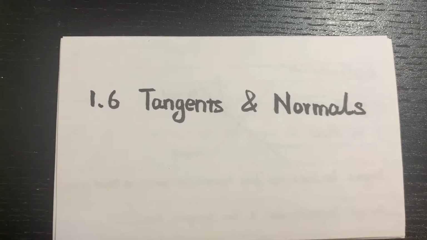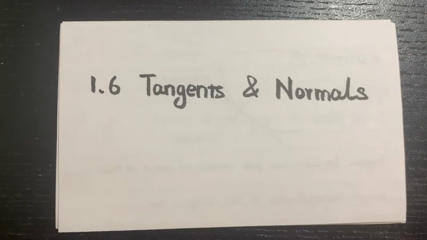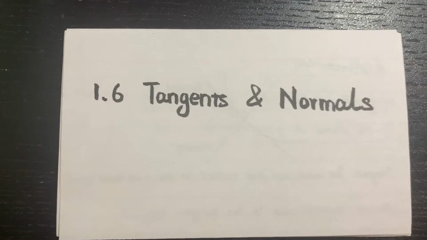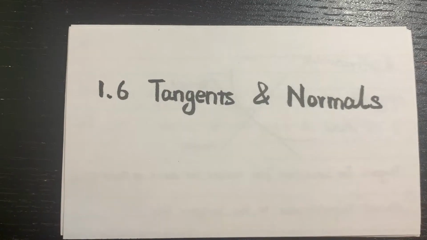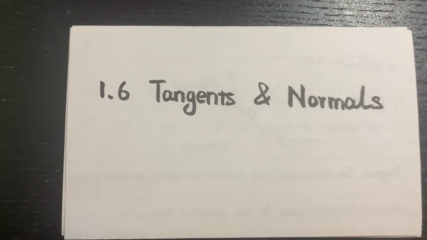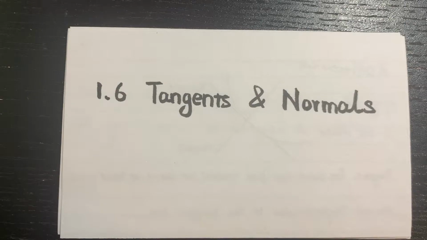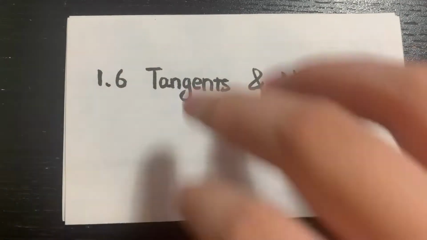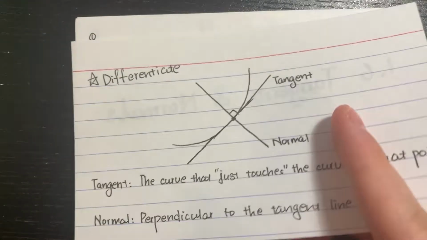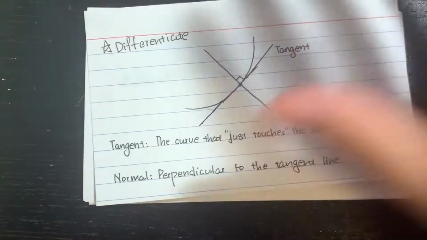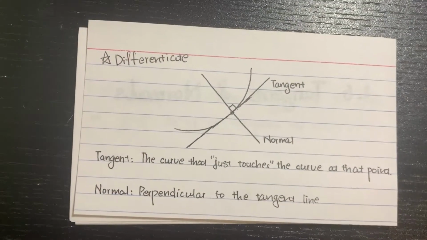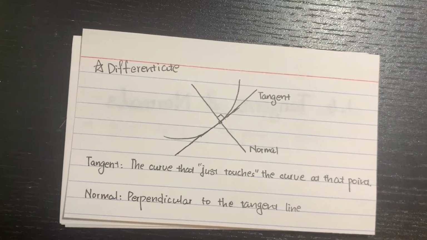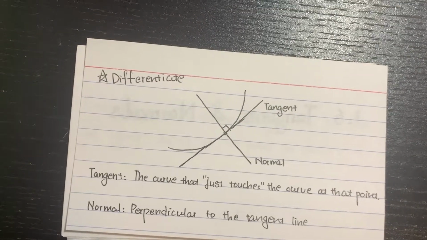So today we're going to continue our study of differentiation, and this lesson is specifically about tangents and normals, which use the differentiation techniques in calculus. So what are actually tangents and normals? A tangent is a line that just touches the curve at that point.